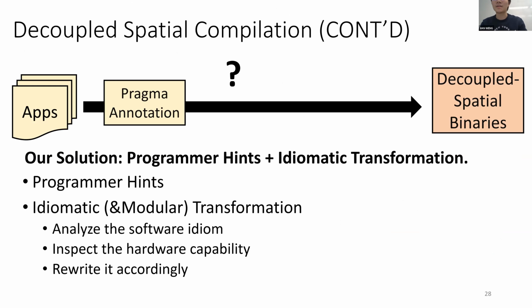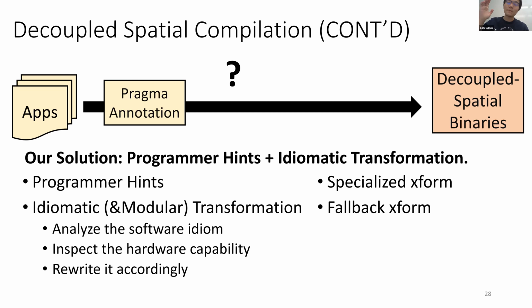Here we come to the idiomatic transformation. We analyze the software idioms, inspect the hardware capability, and rewrite accordingly. Sometimes the hardware specialization is not available, so we need to implement a backup transformation that avoids using that feature. For example, if the sparse memory address generator is not available, what should we do? I will discuss it later. Then let's go through the idioms one by one.